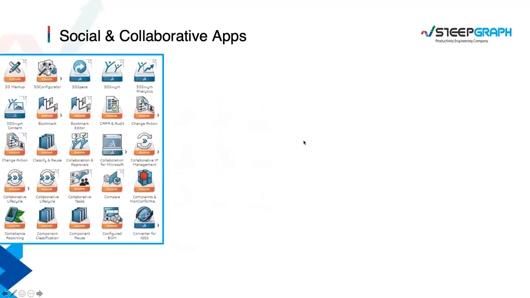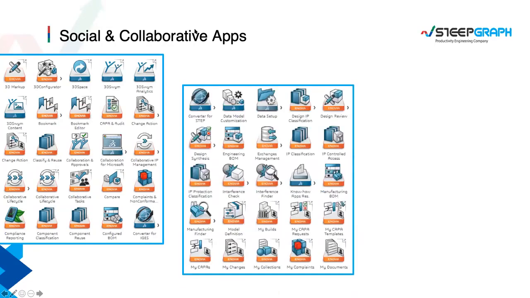So then, social and collaborative apps. This is one of the biggest elements, because behind this we have the 3D space and all the products and centrals and business processes. So we have plenty of apps here. You can see the 3D markup, configurator, 3D space, swim, and a lot of apps, such as configured BOM and convert for IGS, and there are plenty of them coming under this quadrant of the compass. These are all coming from the Innovia brand. Basically, model definition, my bills, my CAPA request. There are a lot of them.